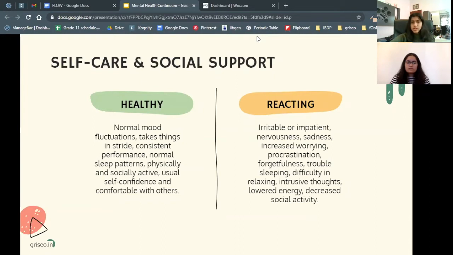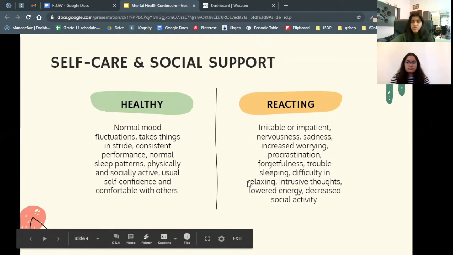There would be a slight change in your social interactions, meaning that it's not that you would completely stop altogether, but you might feel yourself not willing to interact socially as much anymore. And so that could be one factor to look out for. You may have trouble sleeping and lowered energy.